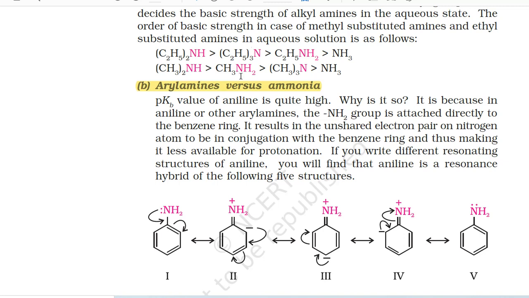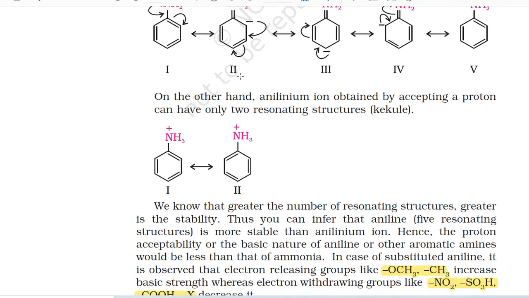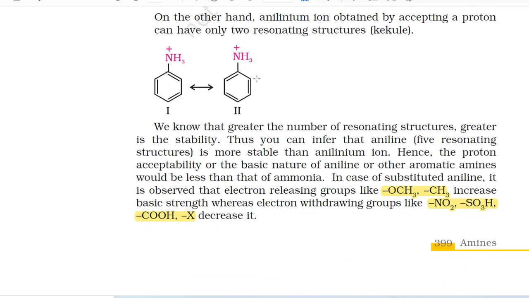If you write different resonating structures of aniline, you will find that aniline is a resonance hybrid of the following 5 structures. On the other hand, the anilinium ion obtained by accepting a proton can have only 2 resonating structures. We know that the greater the number of resonating structures, the greater the stability. Thus, you can infer that aniline, with 5 resonating structures, is more stable than the anilinium ion. Hence, the proton acceptability or basic nature of aniline or other aromatic amines would be less than that of ammonia.